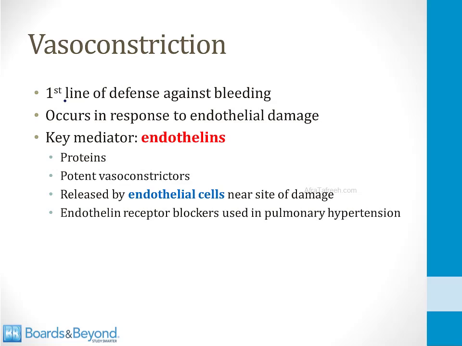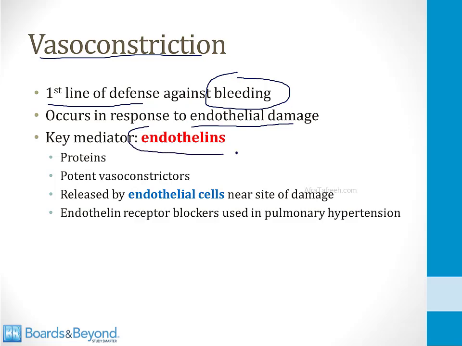Before we talk about coagulation, I want to mention that vasoconstriction is the body's first line of defense against bleeding. This occurs before any thrombus is formed, and it occurs in response to endothelial damage. The important mediators of this effect are substances called endothelins. These are proteins that are very potent vasoconstrictors. They are released by endothelial cells near sites of damage.